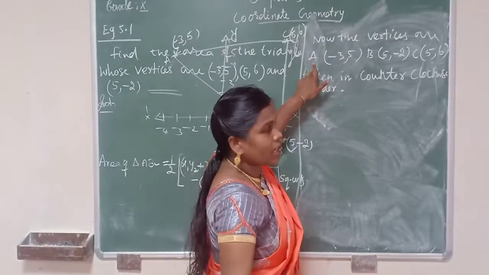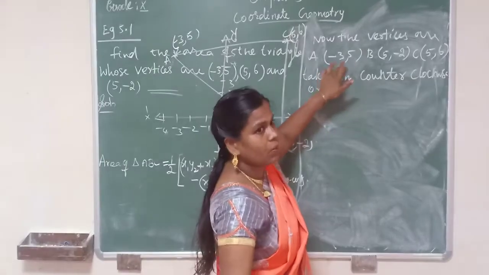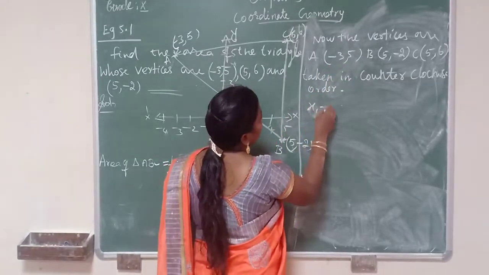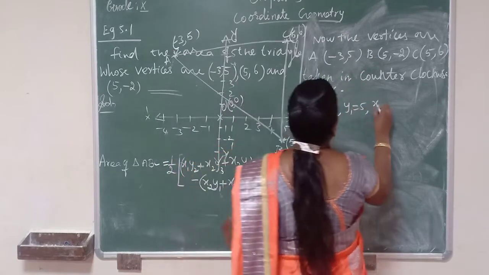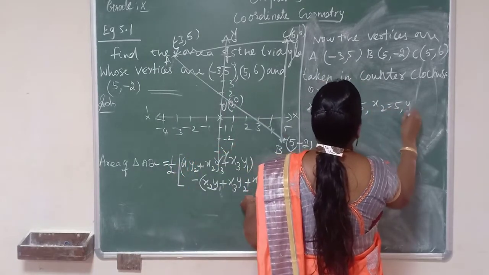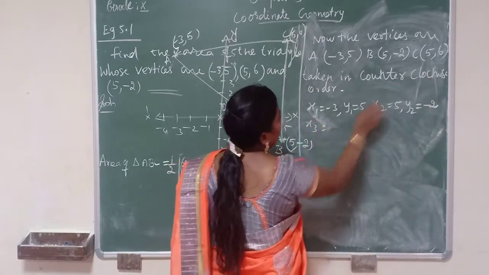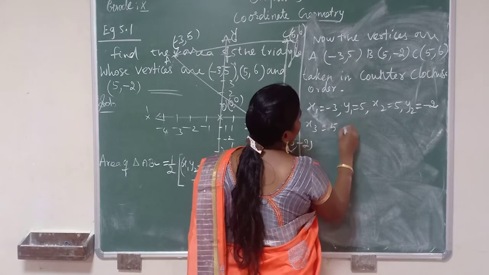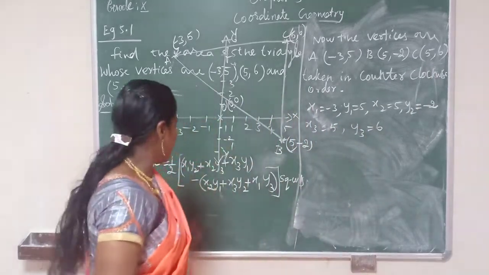First, take the A coordinate, this one, x1, y1, the x, y value. So we have to consider x1, y1. Here x1 is equal to minus 3, y1 is equal to 5, and x2 is equal to 5 and y2 is equal to minus 2. x3 is equal to 5 and y3 is equal to 6. All these values we have to substitute in this formula.